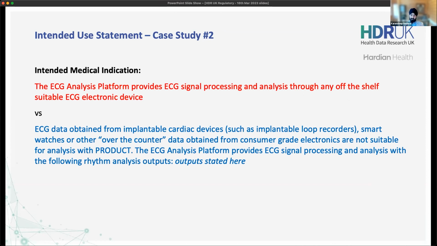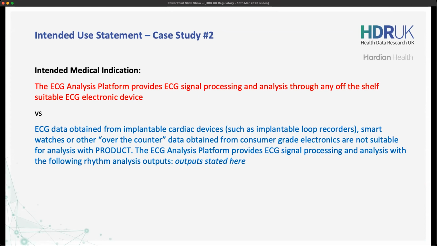So there's a select few. This is not saying that anything off the shelf works with it. There's a select few that are going to be working with it. And then it clearly states that the platform provides an ECG signal processing and analysis with the following outputs. I've not put the outputs there because it's going to take up the whole slide, but you can see this is very clear. Where is the data coming from? How is the data being obtained? And what exactly are the outputs? The one in red doesn't clearly state that. It's a very loose term, effectively. So it is very important that we're very clear with these things.